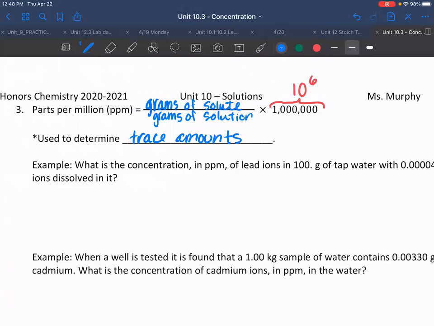Okay, so what is the concentration in parts per million of lead ions in 100 grams of tap water with 0.000450 grams of lead ions dissolved in it?